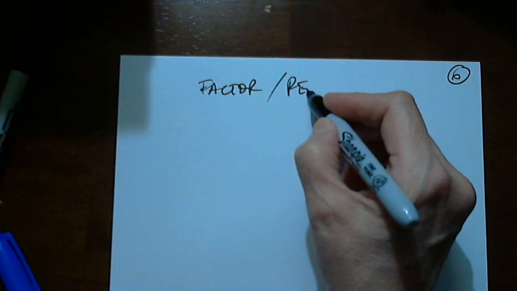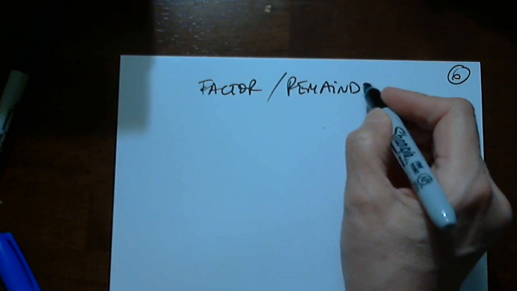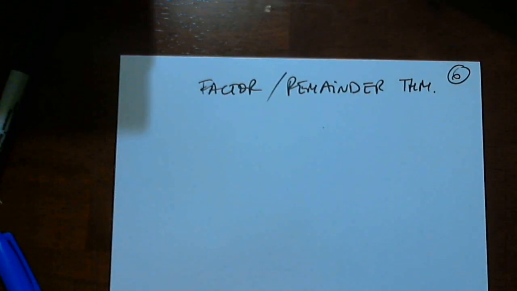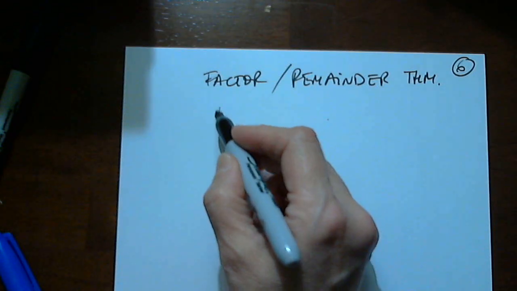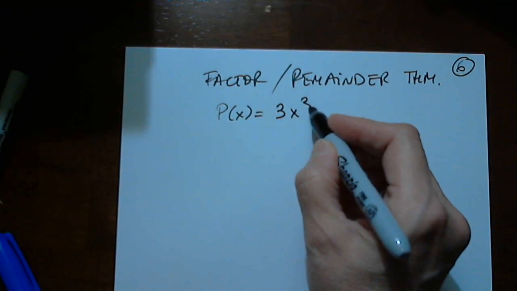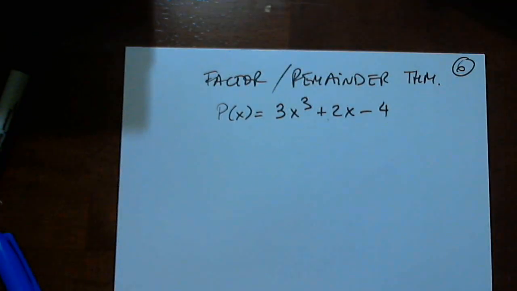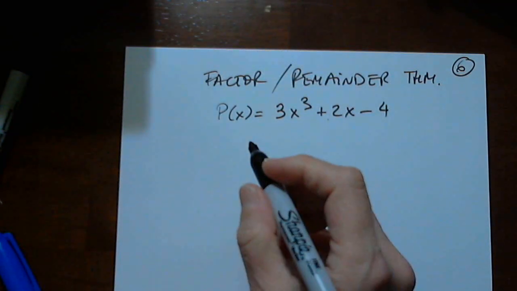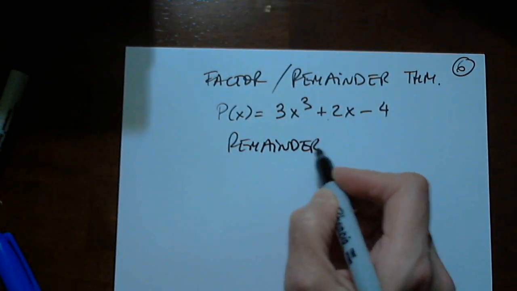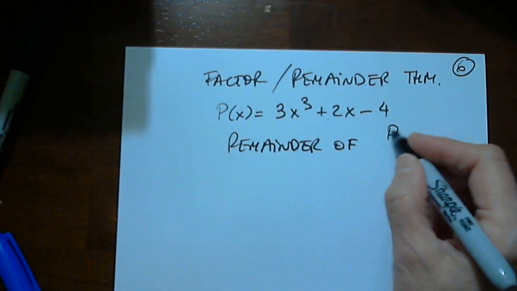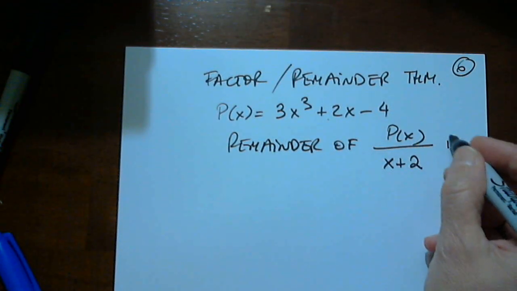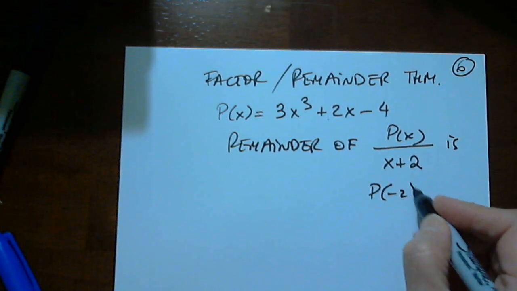And remainder theorem. We want our students to remember that if a polynomial, let's say p of x equals 3x to the third plus 2x minus 4, the remainder of this p of x over x plus 2 is p of negative 2.